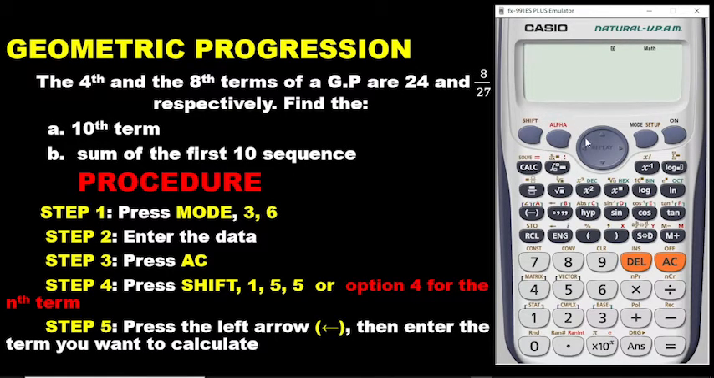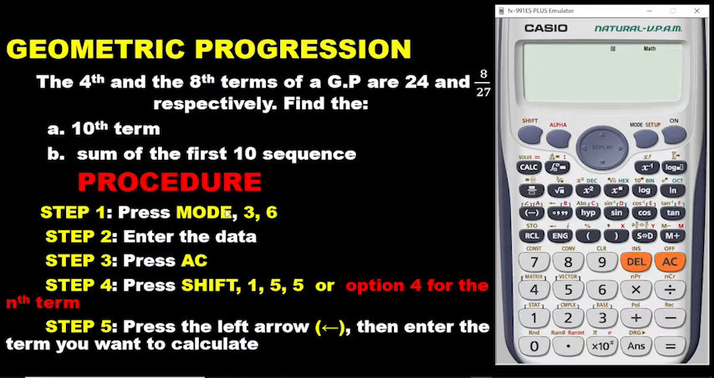My name is Darlene Fee, and today we are going to look at how to use the calculator to solve questions involving geometric progression. So now we have a sample question and we want to solve. The fourth and the eighth terms of a GP are 24 and 8 over 27 respectively. Find the A. 10th term, B. Sum of the first 10 terms.